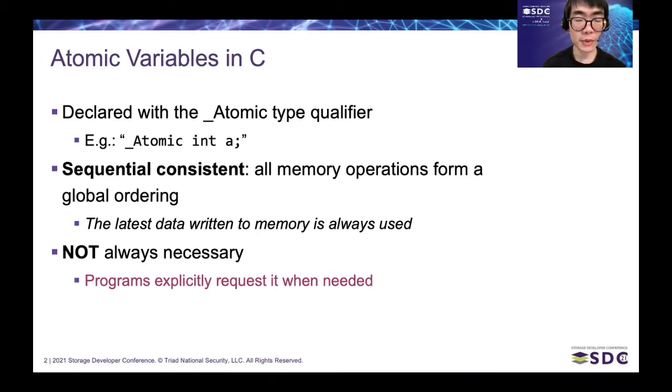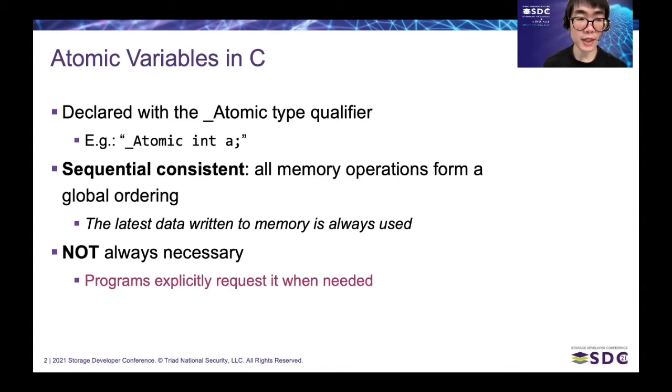So atomic variables are variables that are declared with a special type qualifier as shown in the slides. There are many features of atomic variables. One of them is sequential consistency, which means all memory operations happening on a compute node form a global ordering. So this ensures that the latest data written to the memory is always used according to this specific global ordering. So this can be very useful when different threads communicate.